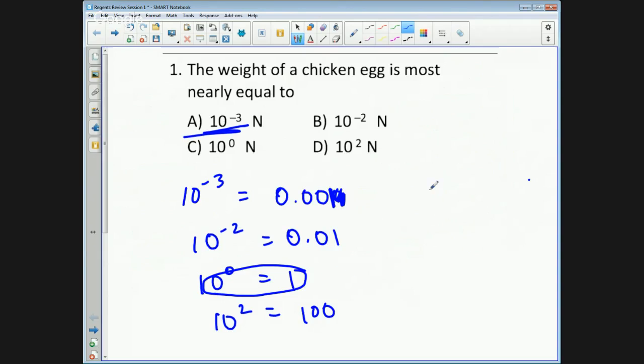There's a simple conversion to remember. 1 pound is approximately equal to 0.25 pounds. I mean, sorry, 0.25 newtons. That doesn't make any sense. So 1 pound equals a quarter of a newton, so a chicken egg is approximately 1 newton. That's the closest thing. 100 newtons is too heavy, and these are too light. These are like pennies or something.